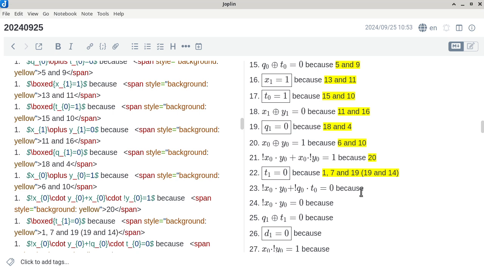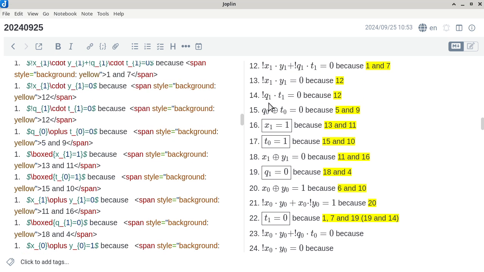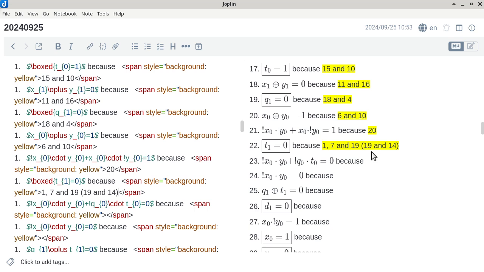All right, so let's take a look at why 19 and 14 would also give us the answer. 19 says your Q1 is a 0. And then 14 says the conjunction between Q1 and T1 has to be 0, which is the right-hand side of number 1. So it is a more concise way to do it, but for basically the same reason. Is that okay? So both of these answers are acceptable as full credit answers. 1, 7, 19 is a little bit of a longer path, but 19 and 14 is a much more direct way to answer this question.